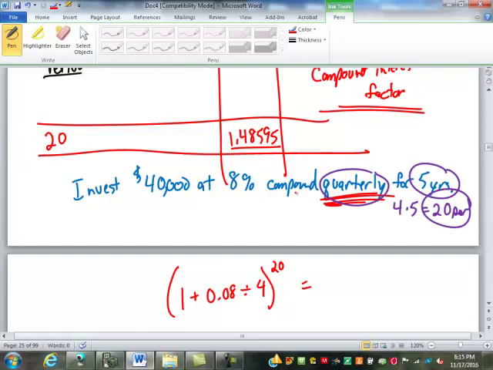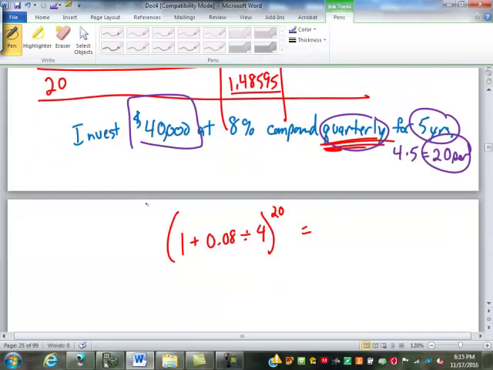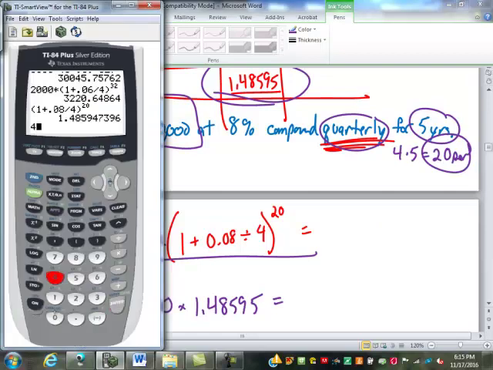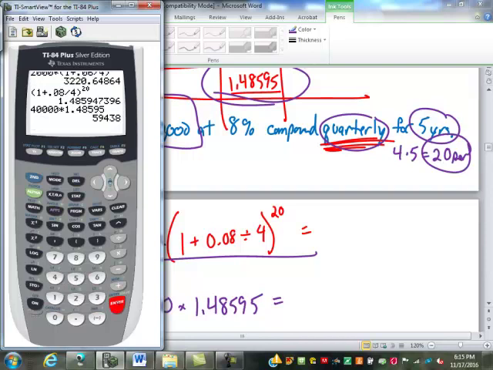So anyway, how would I find then the future value here? Well, I'm going to take my present value, $40,000, and instead of multiplying by this number, I'm going to multiply by this factor out of the table, 1.48595. So $59,438.